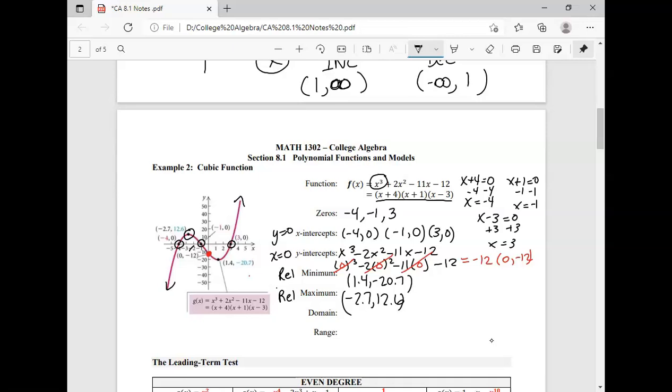So our domain, it looks like this thing's getting wider and wider. So -infinity to +infinity. It also looks like this arrow is going down forever and this arrow is going up forever. So that would also be from -infinity to +infinity on the range.